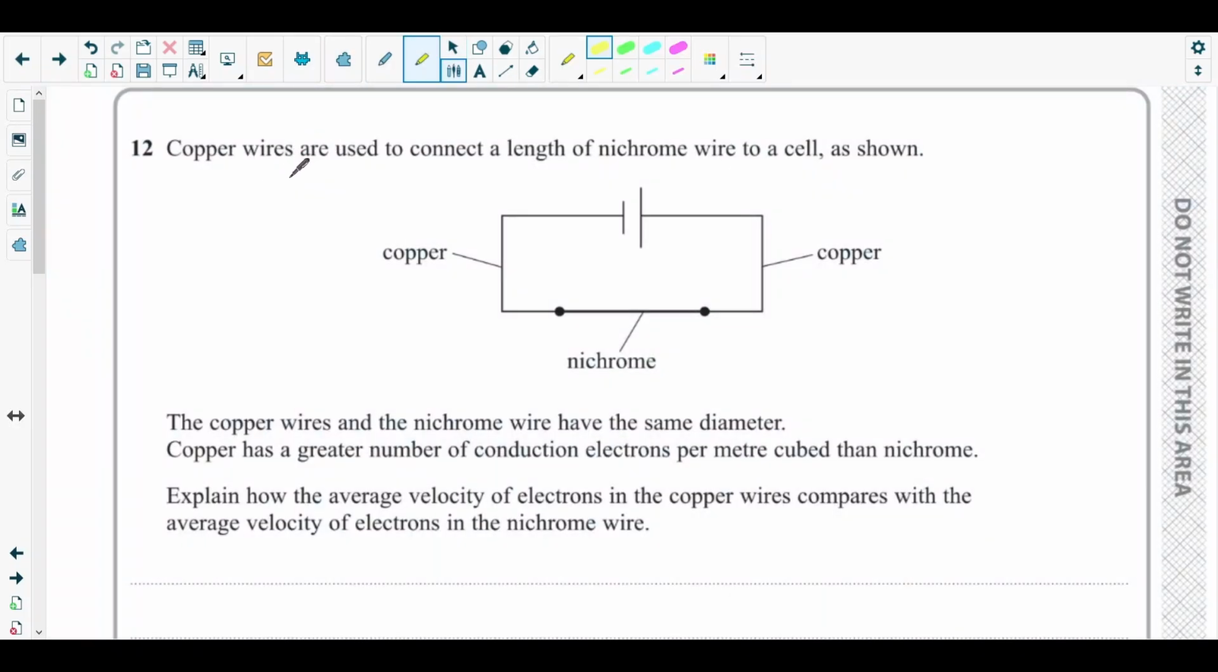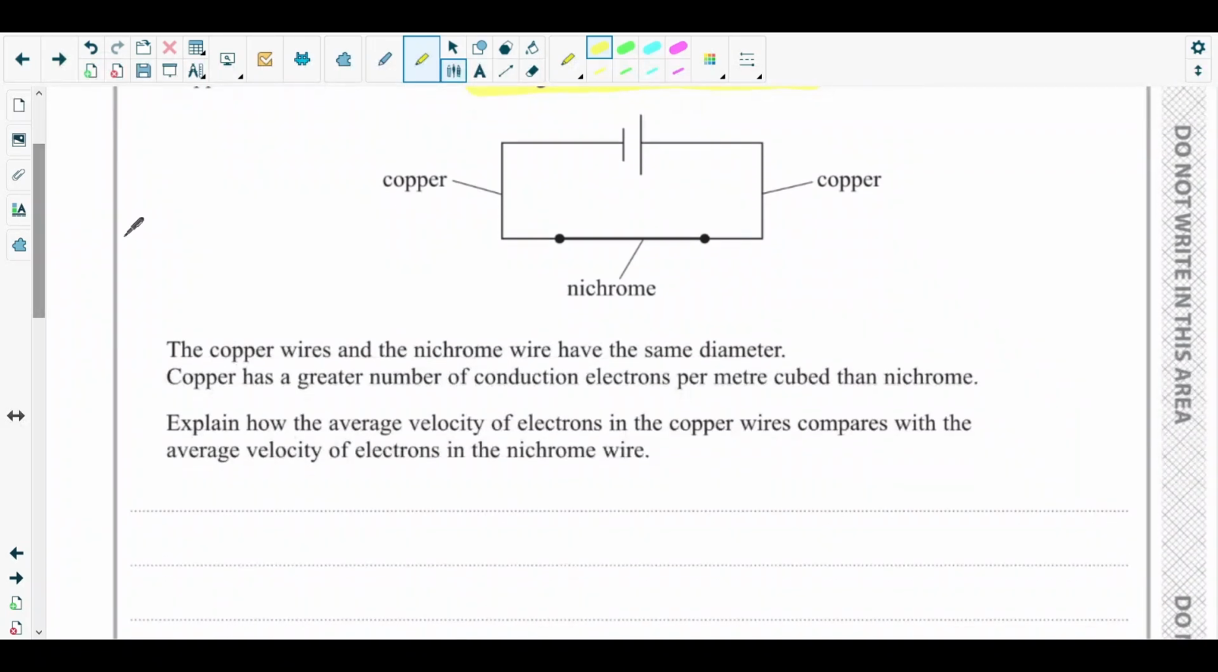So here the question says, copper wires are used to connect a length of nichrome wire to a cell as shown. We can see a nichrome wire is connected to a cell with the help of copper wires. The copper wires and the nichrome wire have the same diameter. Copper has a greater number of conduction electrons per meter cubed than nichrome. That is called n, the charge carrier density. The charge carrier density of copper is greater than the charge carrier density of nichrome.